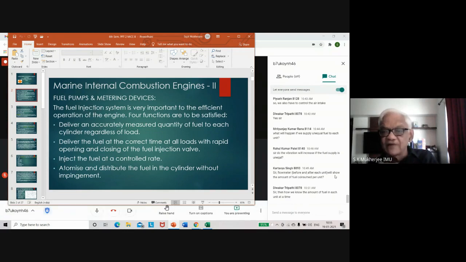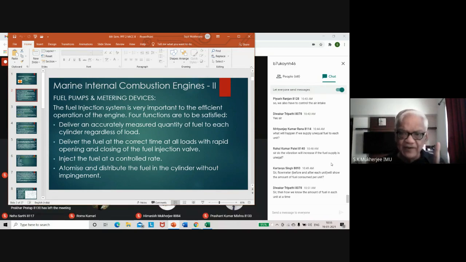Flow meter before and after each unit will give us the amount of fuel consumed. No, Kartavya. We cannot afford to have so many flow meters. There is only one flow meter which sets the oil. I think I've given you the fuel pipeline. And there is a flow meter which allows the oil to go to the engine. And what is not consumed by the engine comes out through another flow meter and goes to the buffer tank, which is also called the banana tank or mixing tank. So these two flow meters will indicate the actual consumption of the fuel.